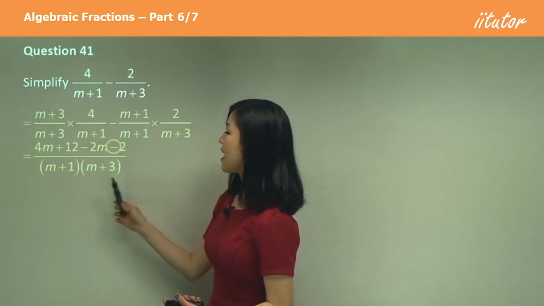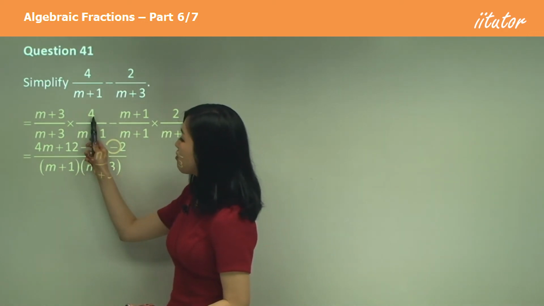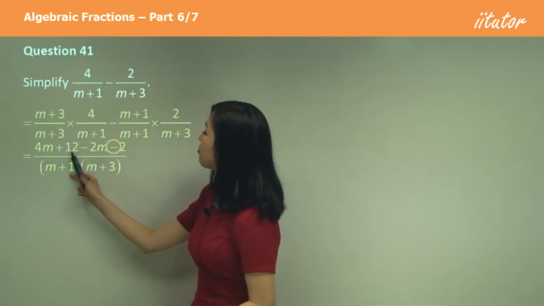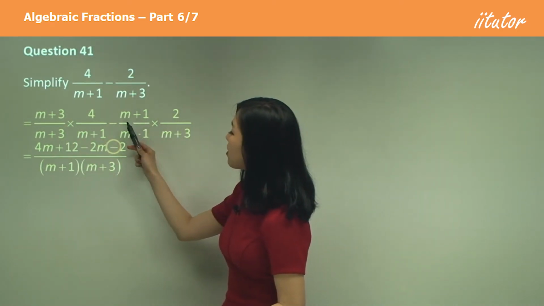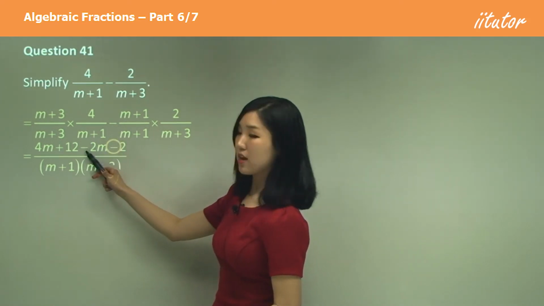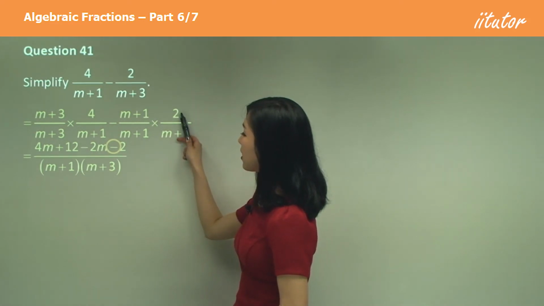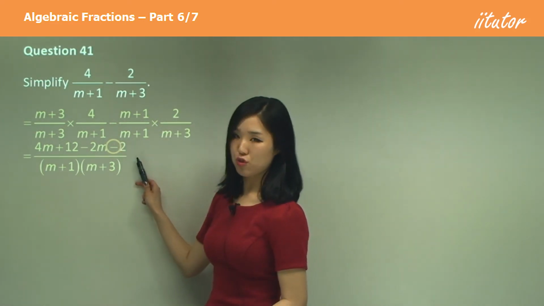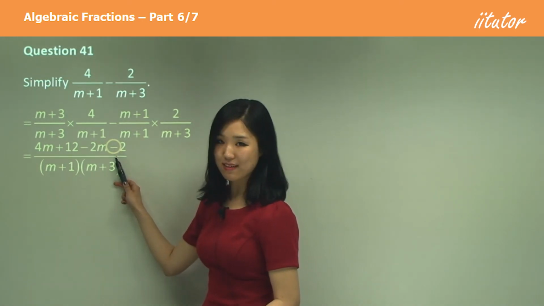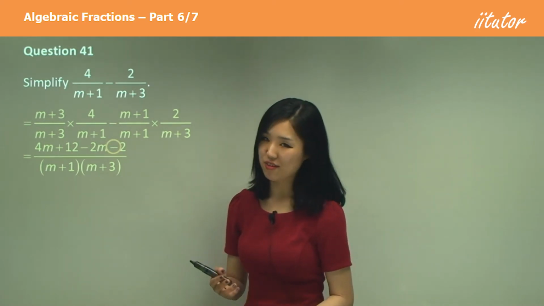And then, again, I'm going to expand it. So the denominator now becomes m plus 1 times m plus 3, right? And then here, 4 times m is 4m, 4 times 3 is 12. 2 times m is 2m, but we have the negative there, so the negative goes out front. And negative 1 times 2 is negative 2. Don't forget to put the negative there. It's not positive, it's negative, okay? So be careful with the signs. Again, if you need, guys, add in extra steps.